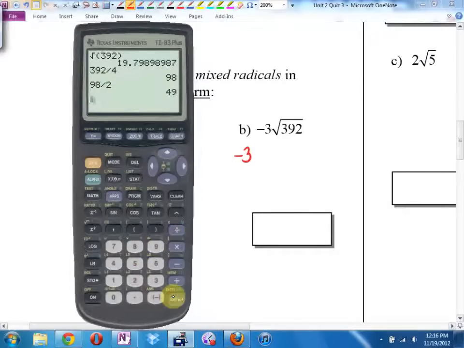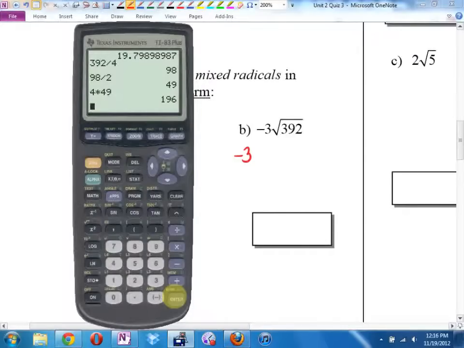What perfect square is hidden in 98? 49. Is 2 a perfect square? No. 4 and 49 are both hidden in 392. If I wanted to do this in one step, I would say the biggest perfect square that will work is 196. 196 goes into 392, and it's a perfect square.